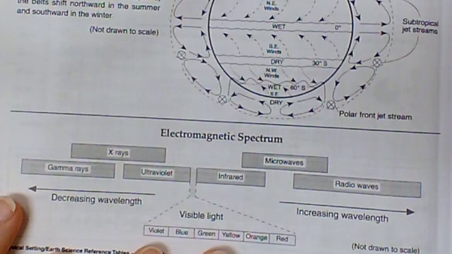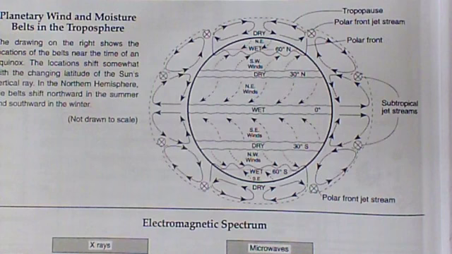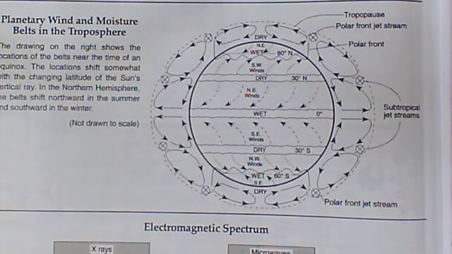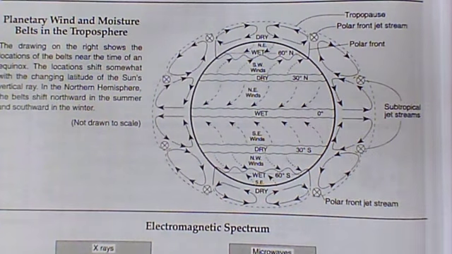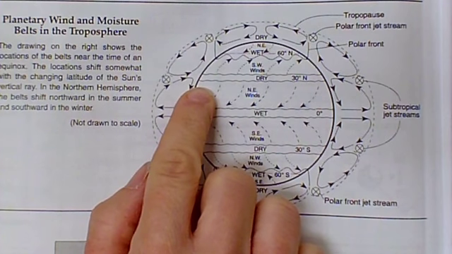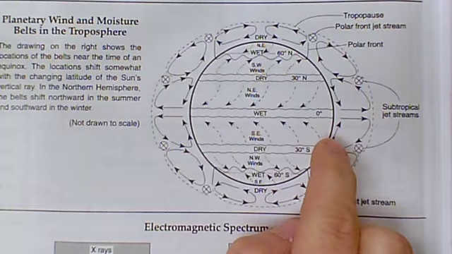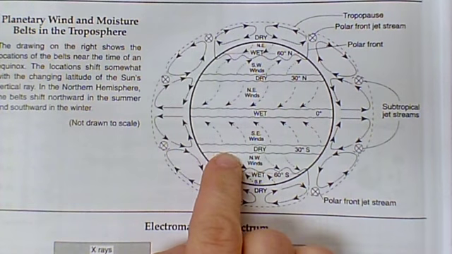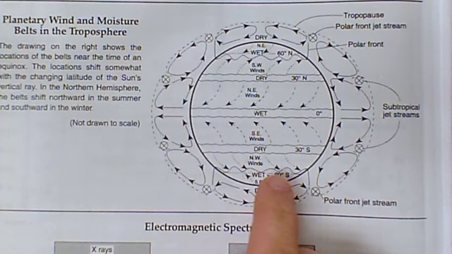Okay, so this is on page 14 of your reference tables, and the names of the winds are not labeled, so you will have to remember that part. But I'll give you some hints for that. So here around the equator we have our trade winds. We have our westerlies just above the trade winds. And then at the poles we have our polar easterlies.